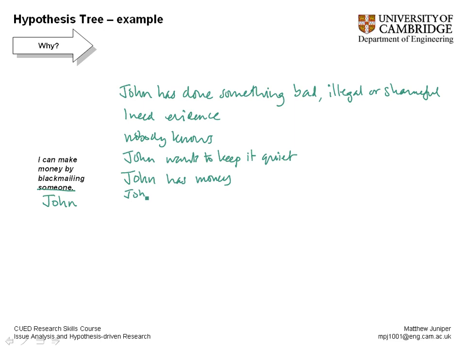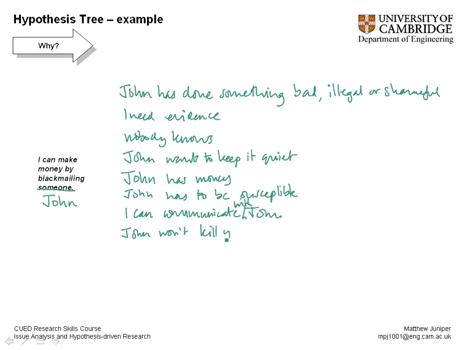John has to be susceptible to blackmail. I think that's probably falling into a previous camp, in that he has to. What we're really saying there is that John values the silence more than he values the money. You have to also be able to, I suppose, communicate with John. What else? John has no information on you. I suppose you should say that John won't kill you, for example. Kill me, or I suppose we could also, as well as that, say John won't go to the police. I suppose also you've got the idea that I have no competition.